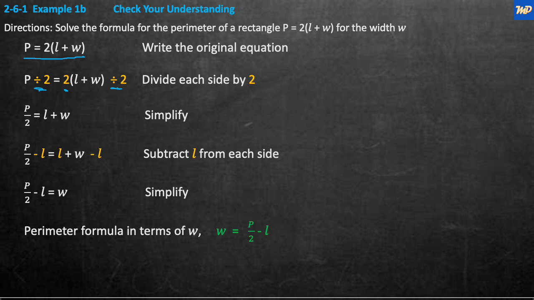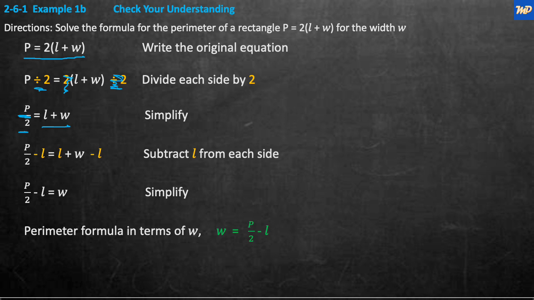When you do that, we're going to get P divided by 2 is equal to L plus W. So the 2 disappears here. This is gone. This is gone. All that's left is the L plus the W. So it's P divided by 2. And as you see, P divided by 2 is written this way now. We got the division symbol in here, right? Okay, so now we have P divided by 2 is equal to L plus W.